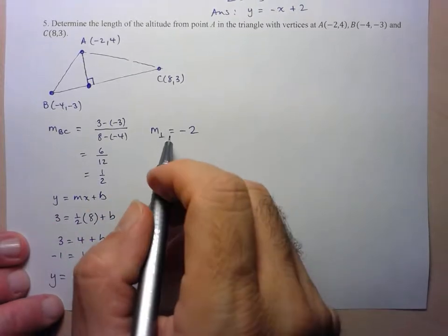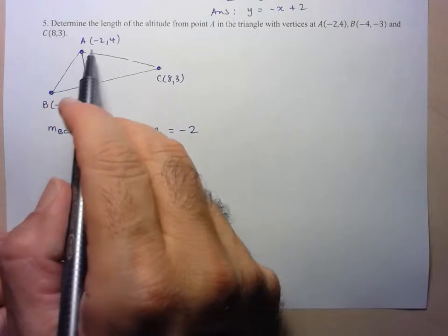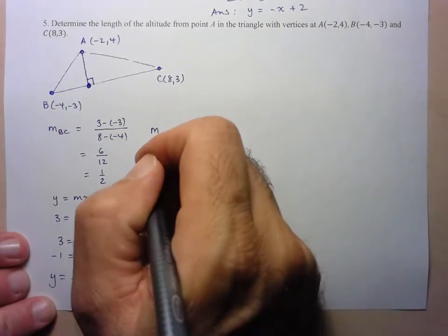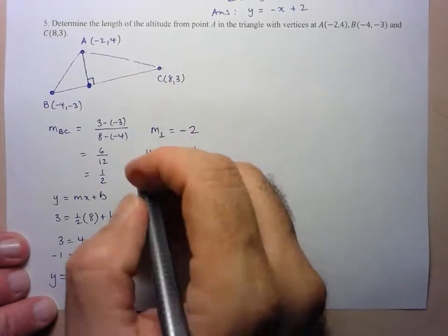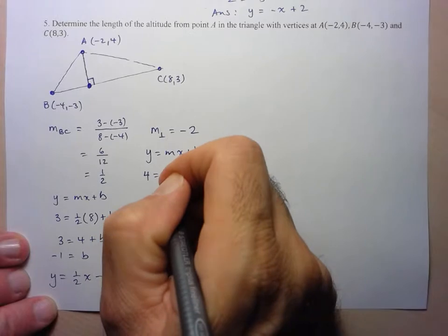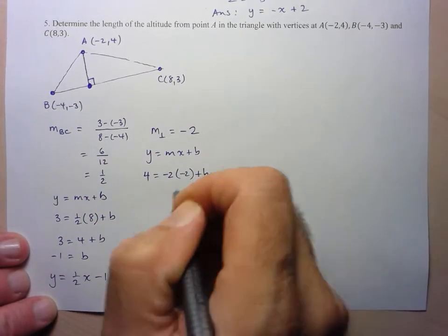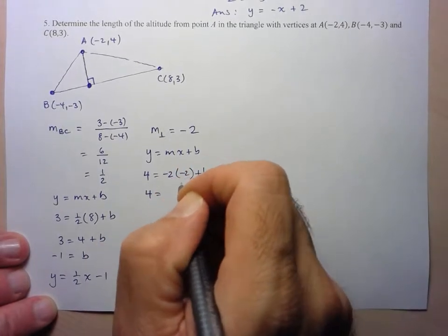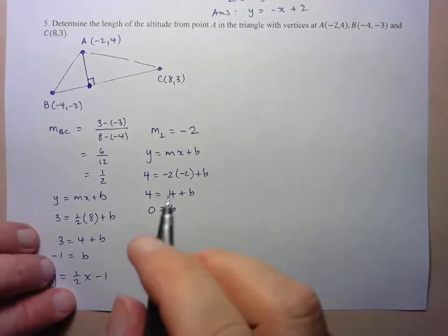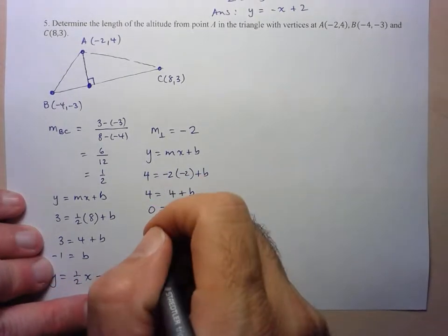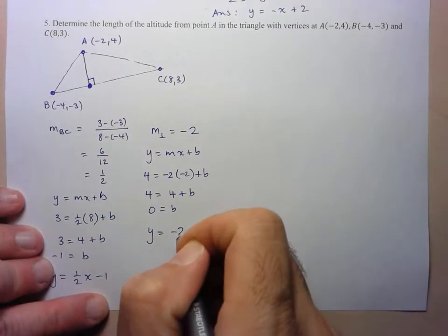Okay, now while I only have one point on this line here, the vertex A, that's all I need. So let's stick this point and the slope into y equals mx plus b. So y is equal to 4. Okay, m is -2. Our x value there is -2 plus b. So we have 4 equals, this is going to be 4 plus b. And when I solve for b, 4 minus 4 is 0. So the equation of this altitude is y equals negative 2x.